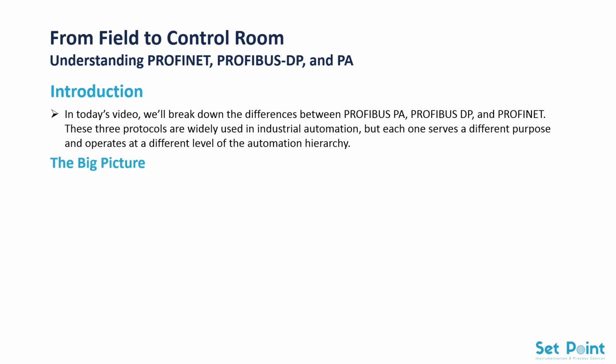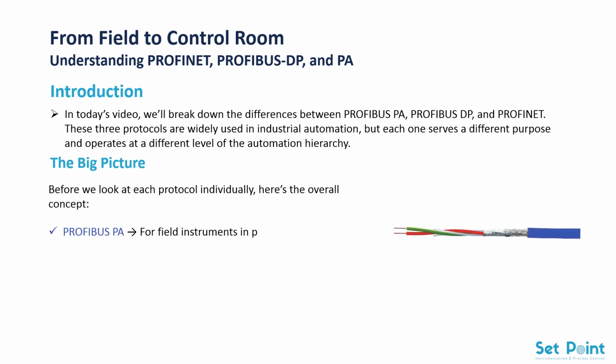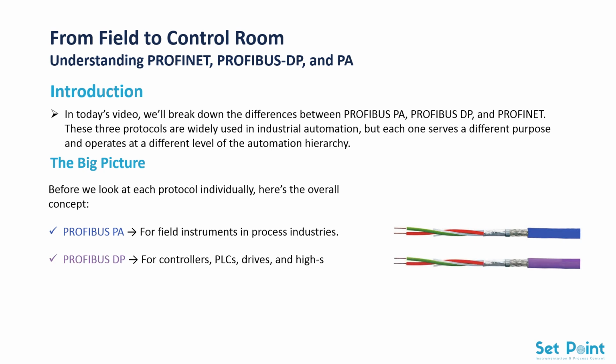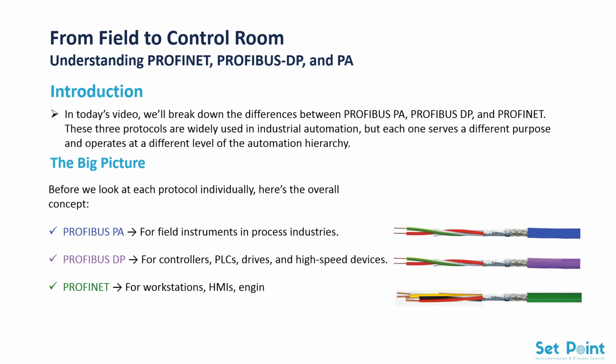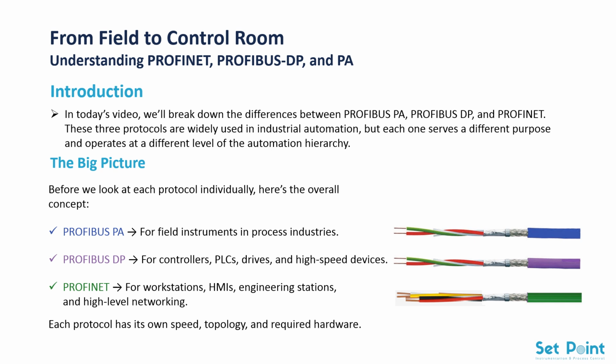The big picture. Before we look at each protocol individually, here's the overall concept. Profibus PA for field instruments in process industries. Profibus DP for controllers, PLCs, drives, and high-speed devices. Profinet for workstations, HMIs, engineering stations, and high-level networking. Each protocol has its own speed, topology, and required hardware.